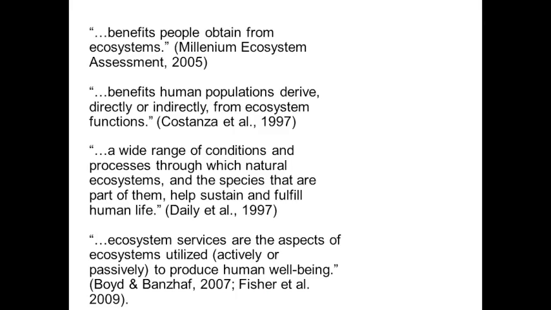The other family says that ecosystem services are a wide range of conditions and processes through which natural ecosystems and the species that are part of them help sustain and fulfill human life. The word benefit does not appear. Actually, the subject of the sentence here is benefit, and there it is a range of conditions and processes, basically the structure and function of ecosystems, plus biodiversity. And this other one, that summarizes a bunch of different definitions, says that ecosystem services are the aspects of ecosystem structure and function utilized actively or passively to produce human well-being.